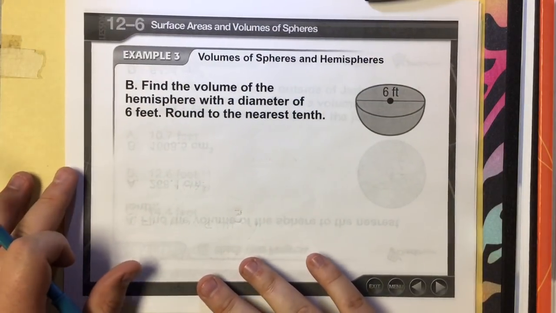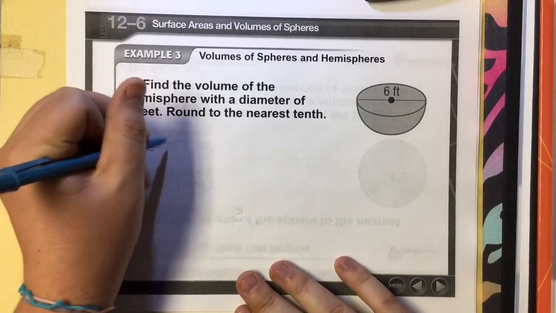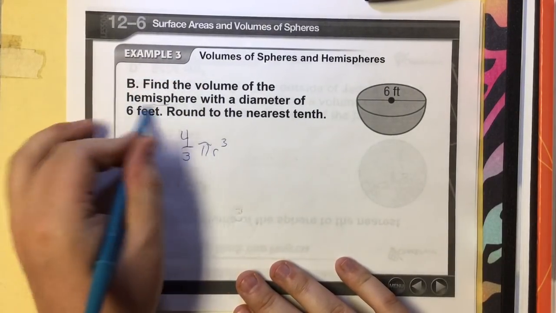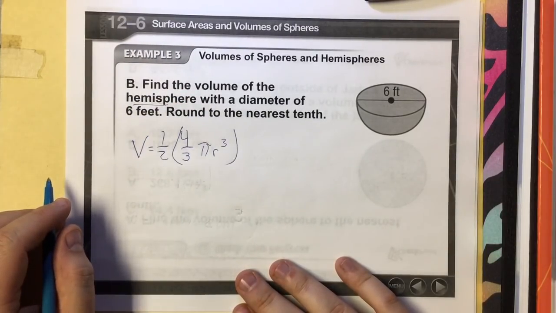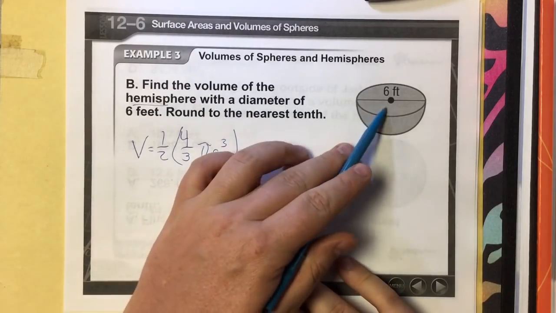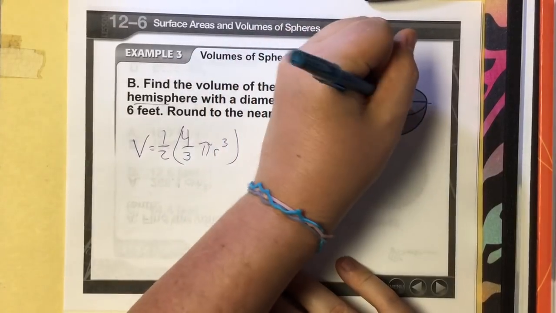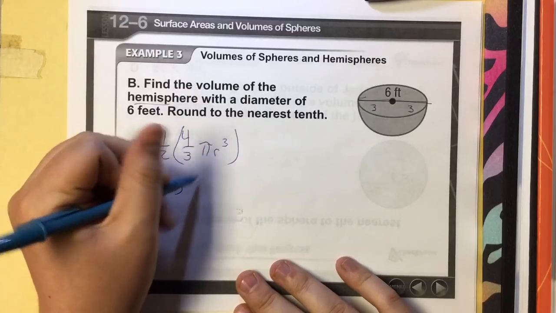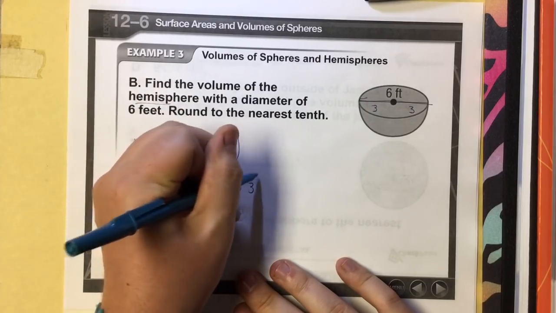All right. This one asks for the volume of the hemisphere with a diameter of 6 feet. Volume of a sphere is 4/3 pi r cubed. Hemisphere means half, so we'll just take half of that, 0.5. And there we go. We're just going to plug in the radius. They give us 6, but 6 is a diameter, so that means 3 is our radius. So you can do volume is equal to 1/2 times 4/3 times pi times 3 cubed.